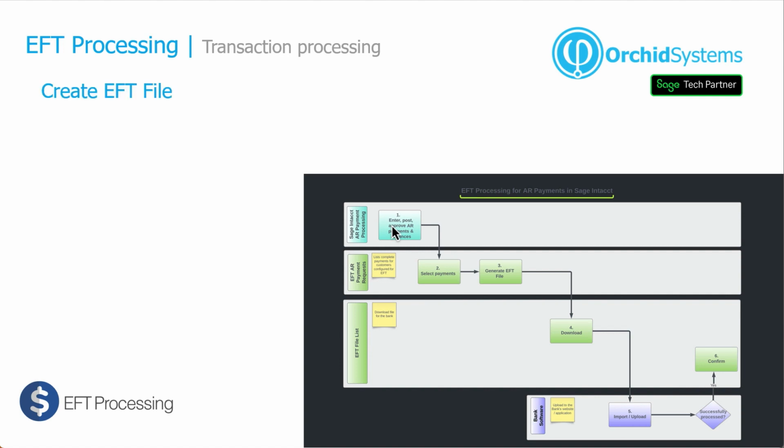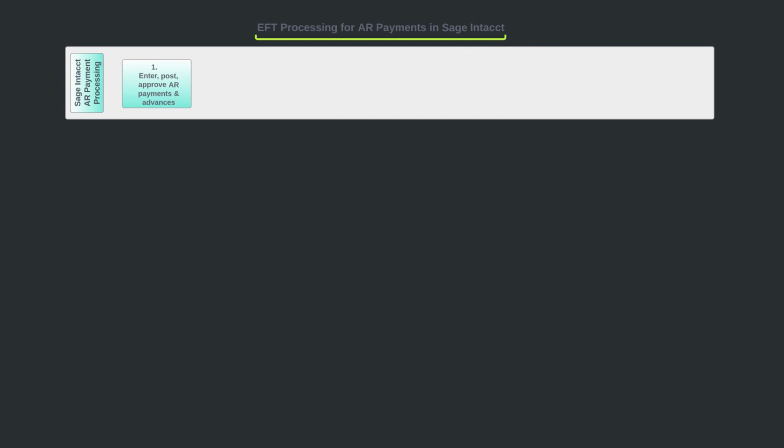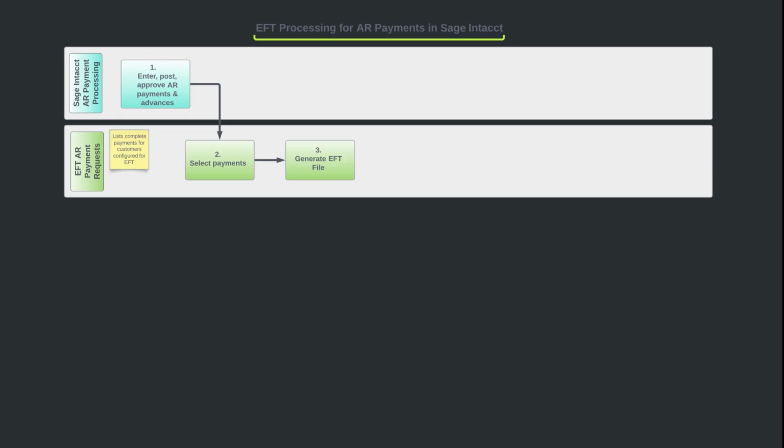Now you would go ahead to create the EFT file. The first step to create an EFT direct debit file in Sage Intacct is to use the Sage Intacct AR payment processing routines to create and post your AR payments and your AR advances. And once these documents are posted, you are able to use the EFT AR payment request screen to select those payments and generate an EFT file.